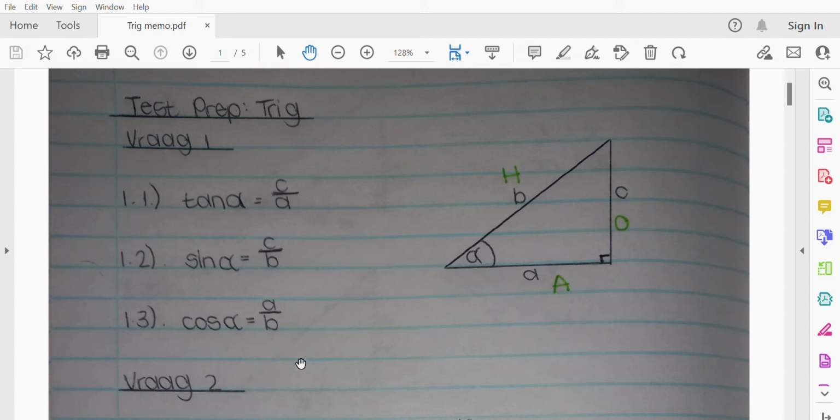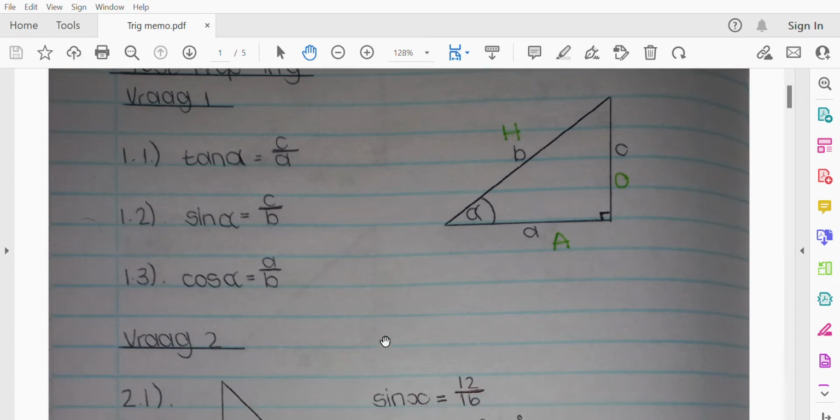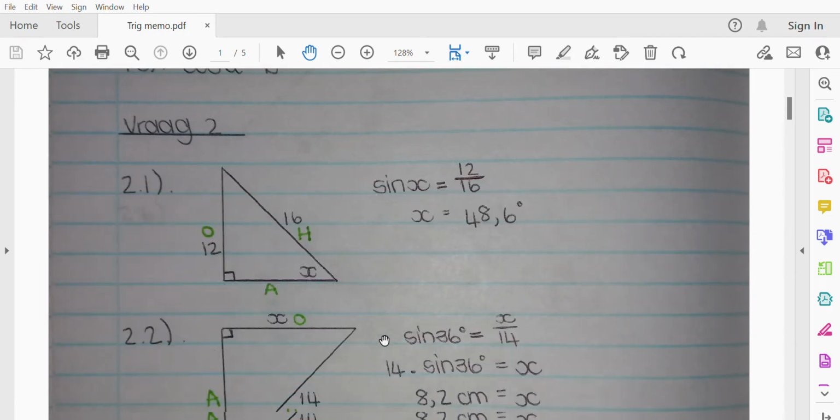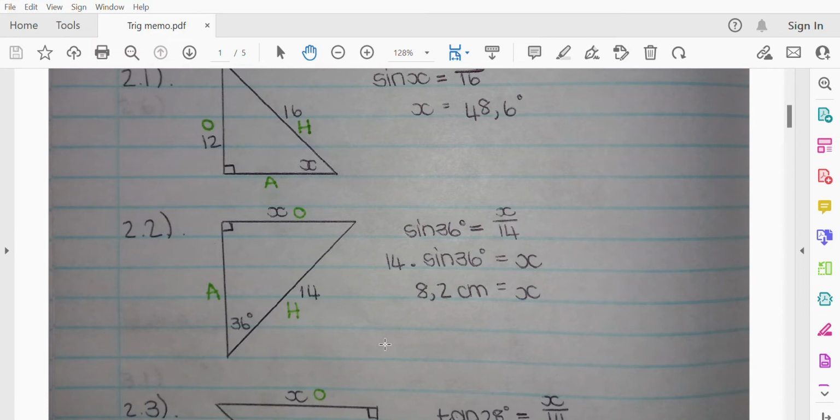Okay. Kan ek maar aangaan? Okay, dan by 2.1, nou moet ek net onthou, 2.1 het ons klaar gedoen, hè? Okay, 2.2, hom het ons nog nie gedoen nie, hè?